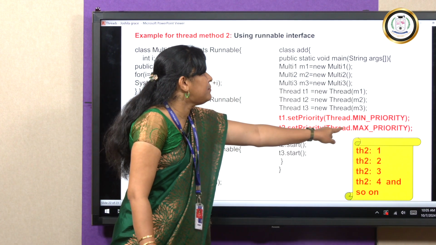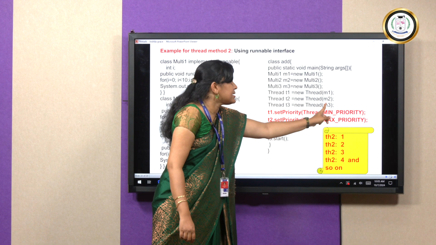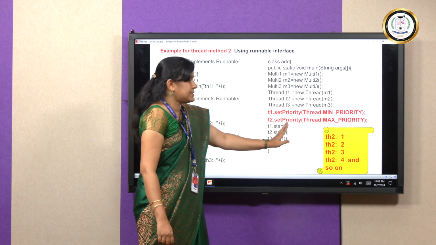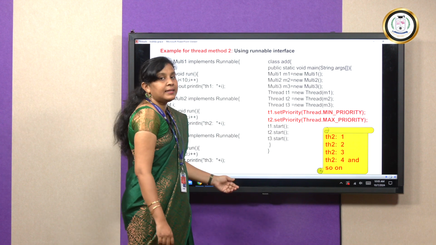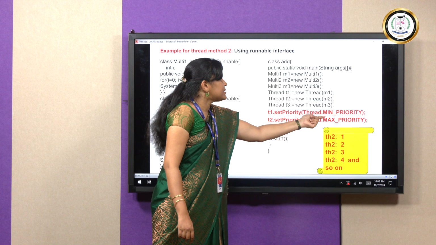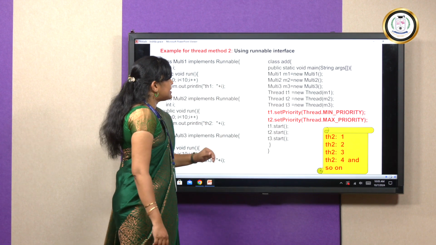We have to keep this in mind. This is a predefined constant. MIN_PRIORITY should be written as MIN in uppercase, underscore, PRIORITY in uppercase. Every time it has to be given only like this. Then, for the second thread, I am giving the priority as Thread.MAX_PRIORITY, MAX uppercase, underscore, PRIORITY uppercase. With that, I am setting the priority.